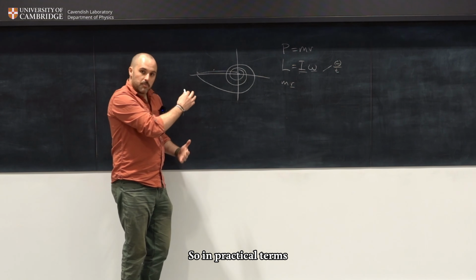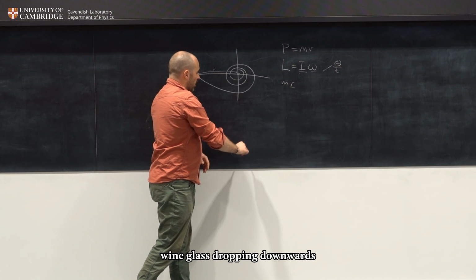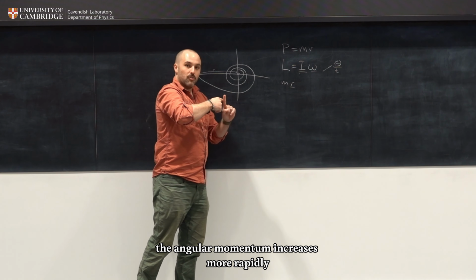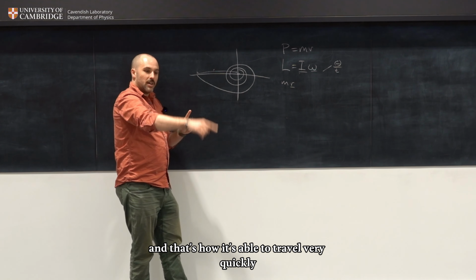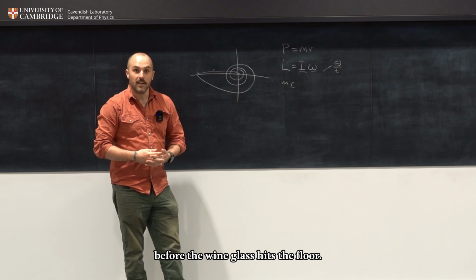So in practical terms, what that means is as it drops down and the string is shortened by the wine glass dropping downwards, the radius is reduced, the angular velocity increases more rapidly, and that's how it's able to travel very quickly round and round and wrap the pencil before the wine glass hits the floor.